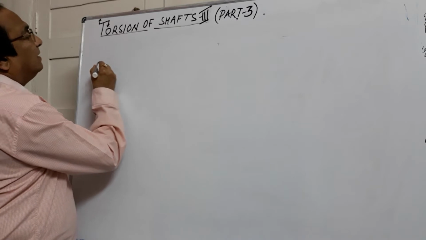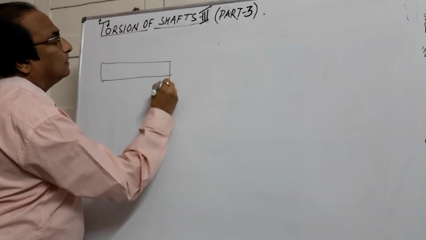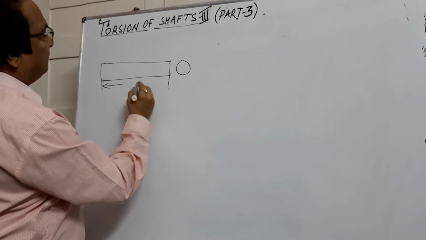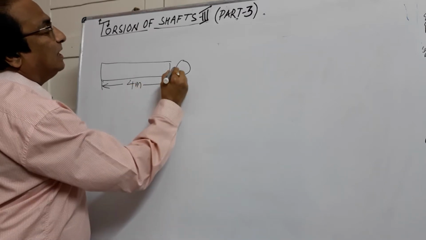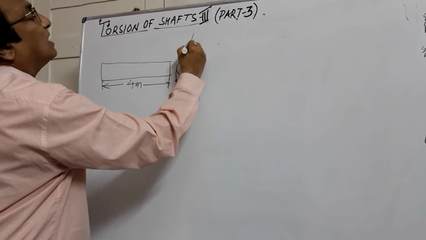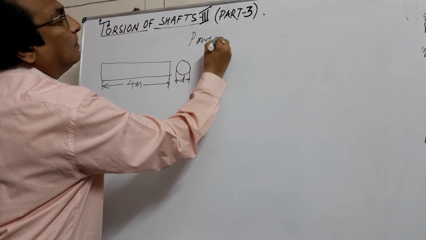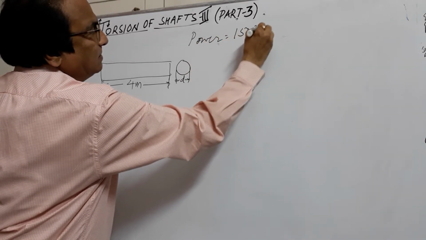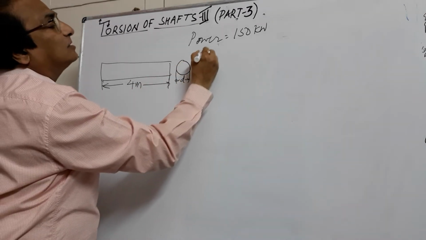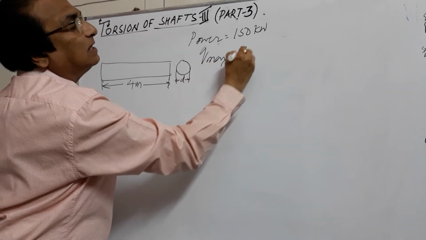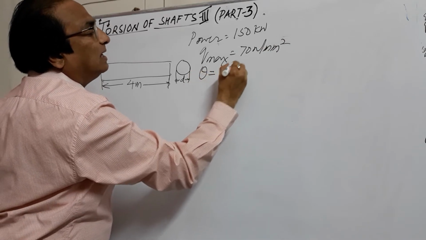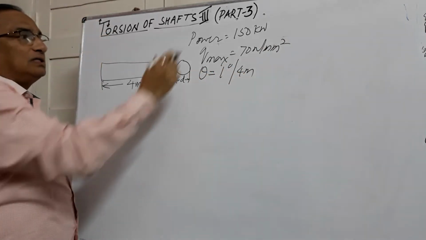Suppose I take a shaft of circular cross section, and the length of the shaft is 4 meters. D is the diameter of the shaft. I want to transmit a power of 150 kilowatts, and the maximum permissible shear stress I want to allow is 70 Newton per mm square, and the maximum angle of twist should be 1 degree in 4 meter length. So these are the conditions given.